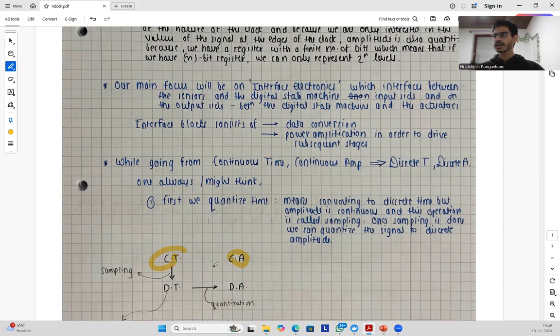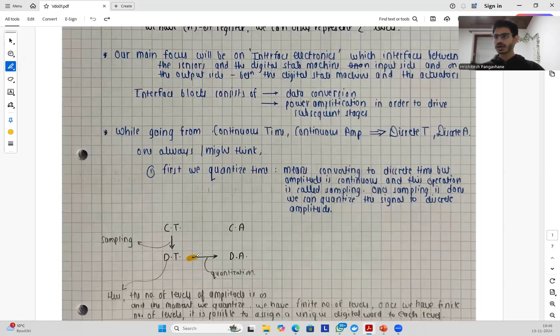So first we quantize time, meaning that converting to discrete time, but amplitude is continuous at this moment. And this operation is called basically sampling, where we go from continuous to discrete time. But we can quantize the signal to the discrete amplitude after sampling. So here comes the quantization of signal. When I talk about sampling, we quantize the time, and now our time is discrete, but the amplitude is not. So we quantize the amplitude as well to achieve discrete amplitude.